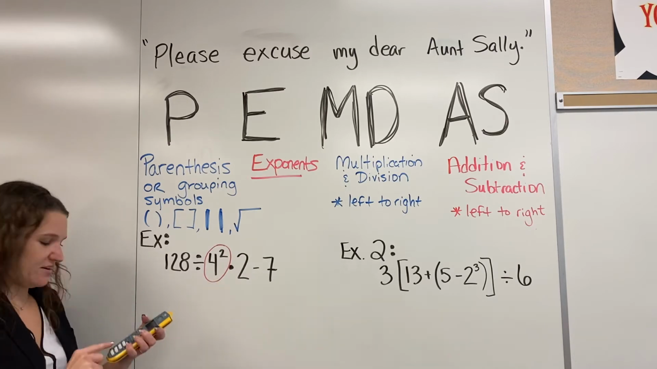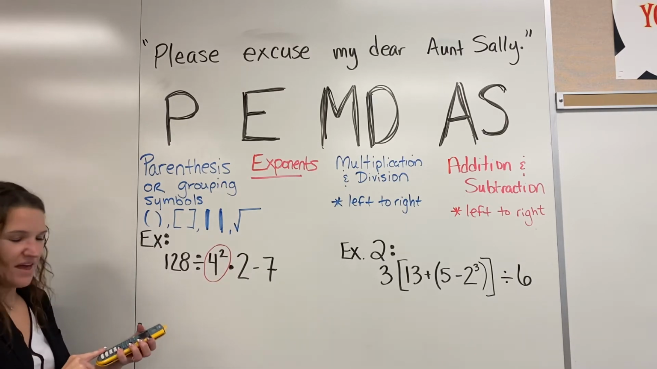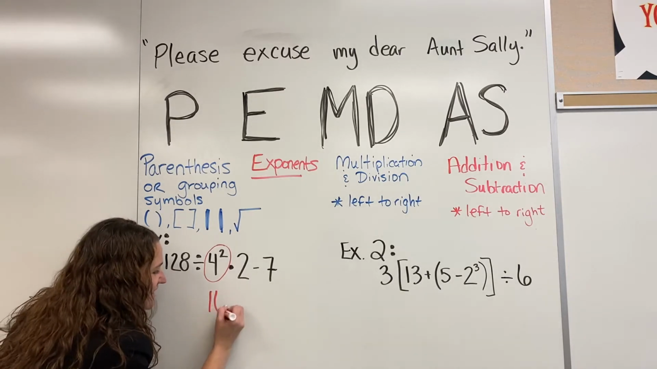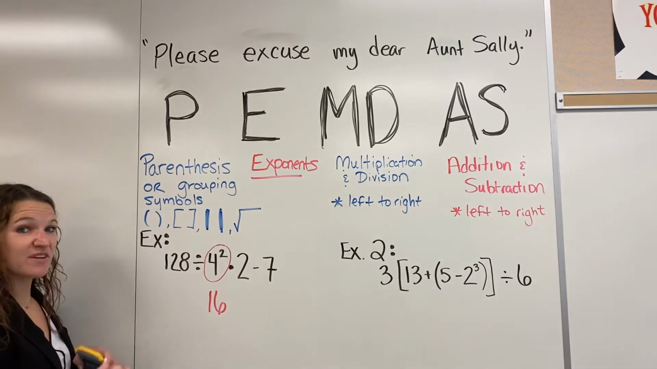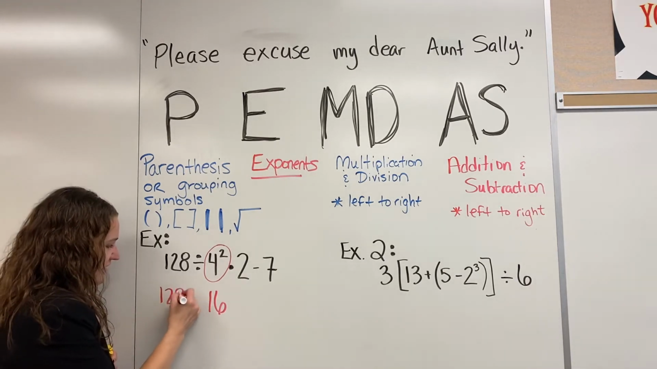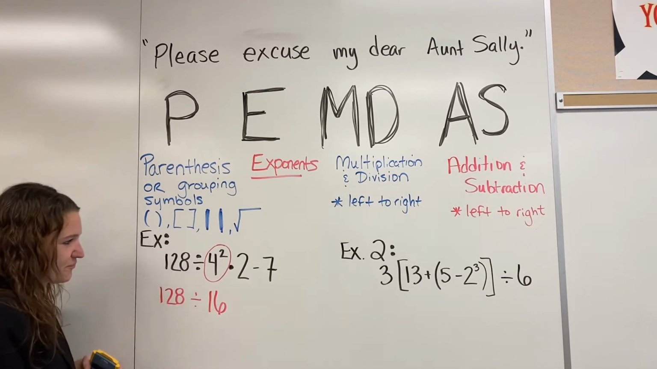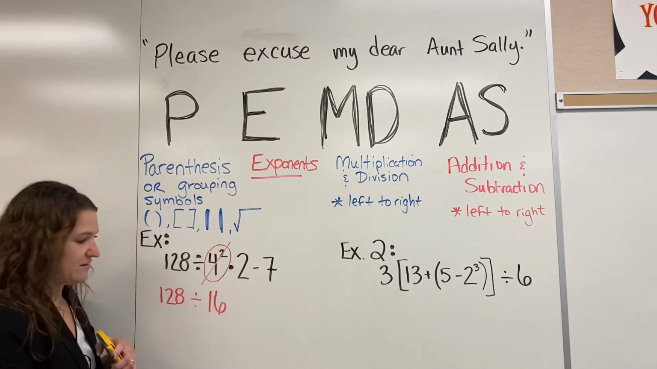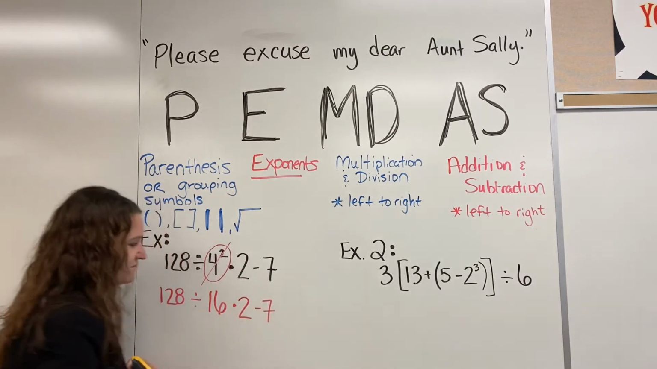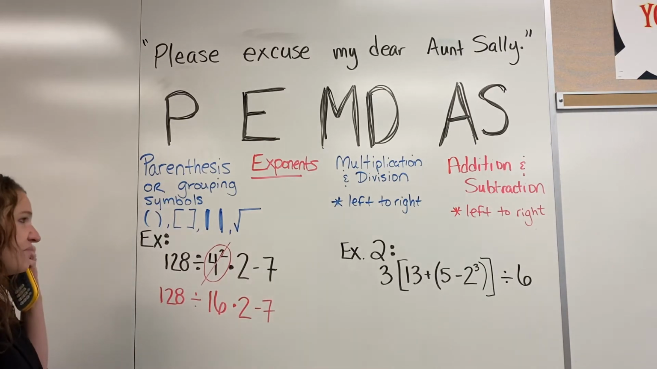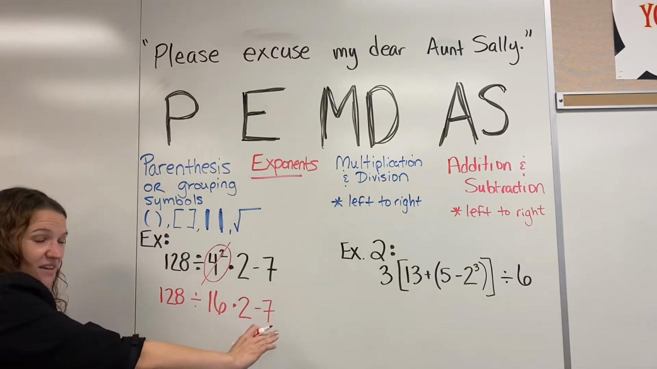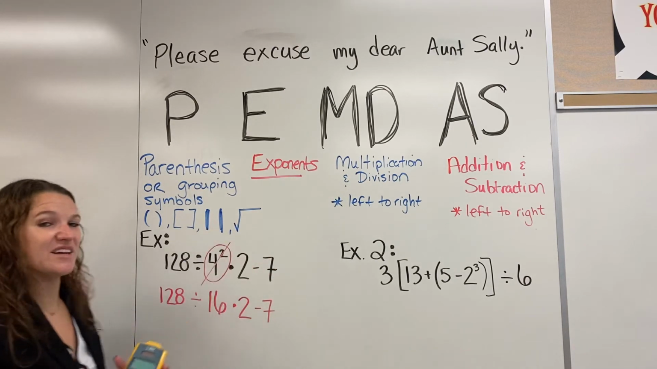So in my calculator, I'd put in 4 squared. And I know that 4 squared is going to be 16. So I'm going to bring that down. I'm also going to bring down everything else exactly as it is right now. So 128 divided by 16, that is simplified, times 2 minus 7. So far, so good. So parentheses, exponents, no more exponents here. So I'm going to move on to multiplication and division.